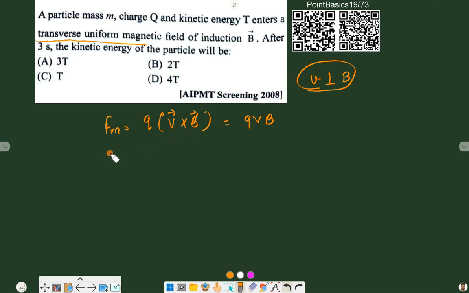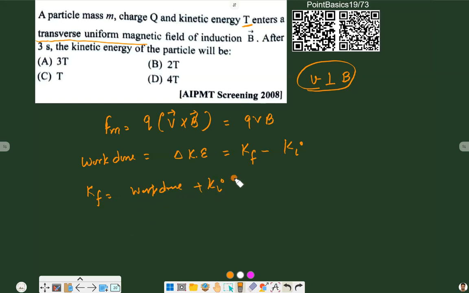Now let's find out the power, because we have to find the change in kinetic energy after 3 seconds. We can find the value of kinetic energy if we know the change in the amount of kinetic energy. As we know from the work energy theorem, work done is equal to delta KE, or change in kinetic energy. Now initial kinetic energy is T. So if we find the work done, then we can also find the final kinetic energy, because change in kinetic energy will be final kinetic minus initial kinetic. So final kinetic energy will be work done plus initial kinetic energy.